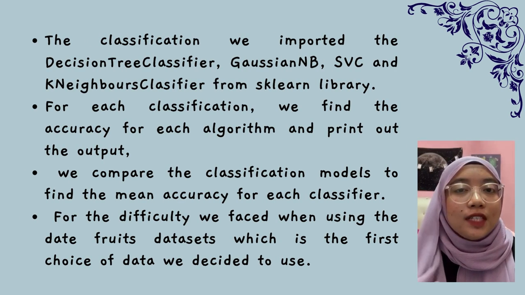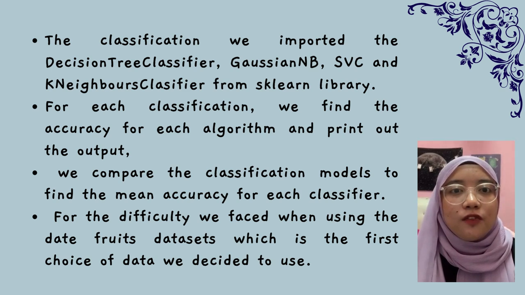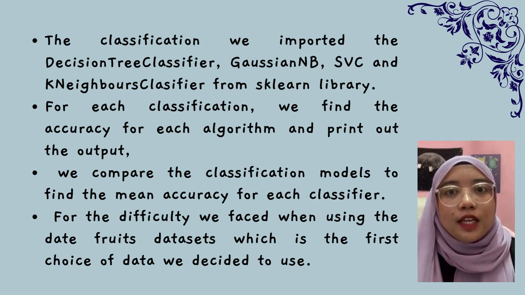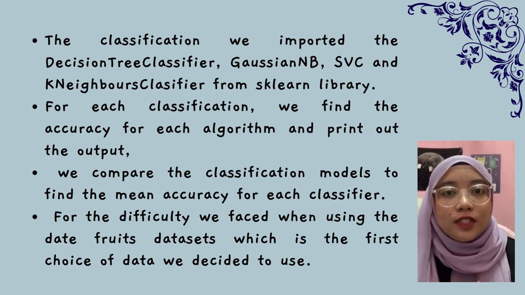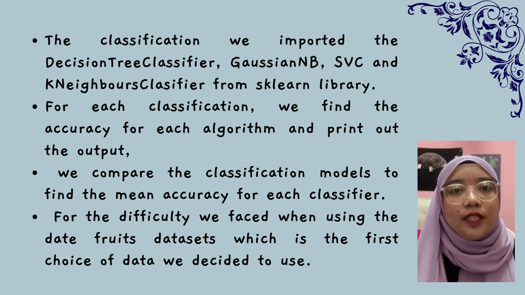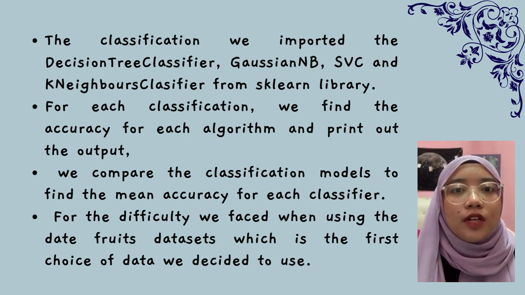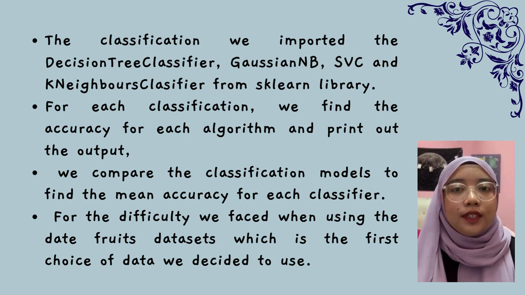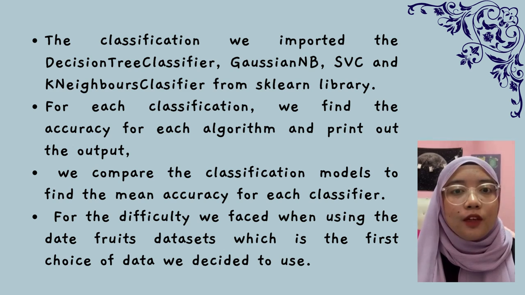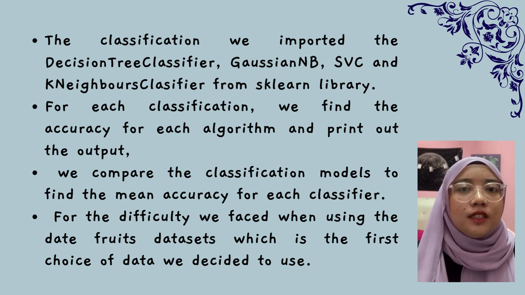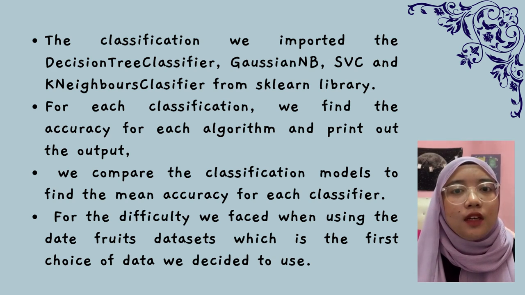Furthermore, for the classification, we import the DecisionTreeClassifier, GaussianNB, SVC, and KNeighborsClassifier from the sklearn library. For each classification, we find the accuracy of each algorithm and print out the output. Lastly, we compare the classification models to find the mean accuracy for each classifier. Then there is the difficulty we faced when using the date fruit dataset, which was the first choice of data we decided to use.